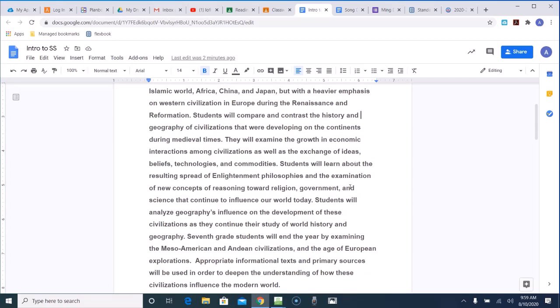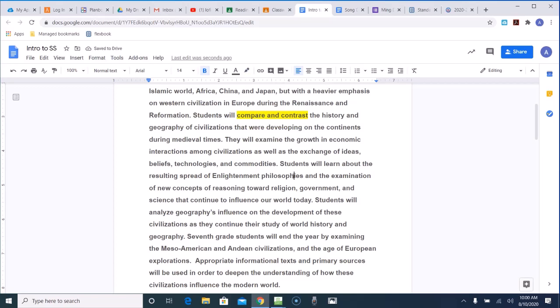Right here, students will compare and contrast the history and geography of civilizations that were developing on the continents during medieval times. Is there something I need to highlight in there? Yes, ma'am. Students will compare and contrast the history and geography of civilizations. And what made you remember that? The question. Yes, exactly. It said compare and contrast. So you can highlight that, and then of course that'll bring your eyes back to that later.